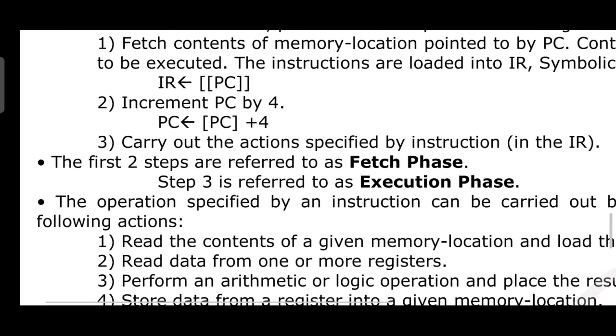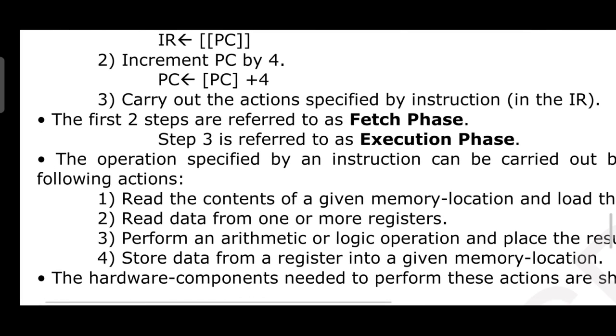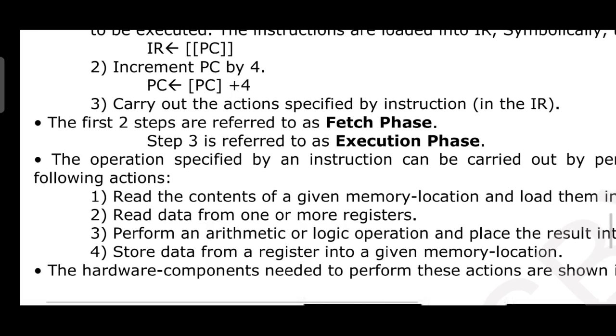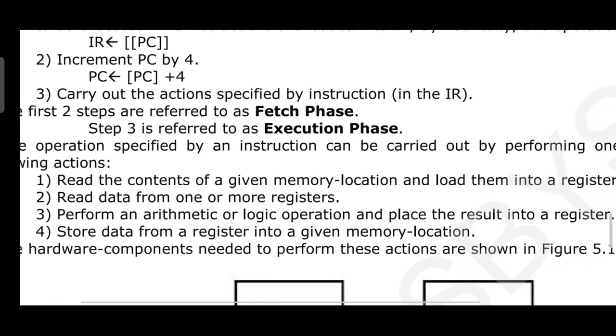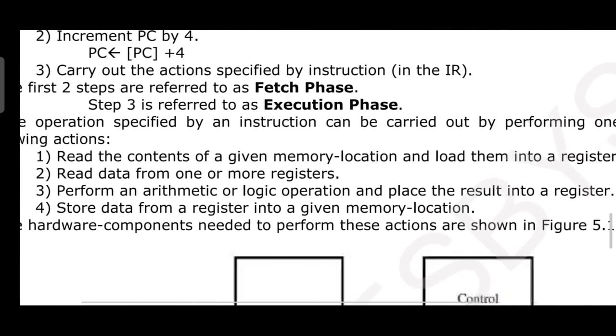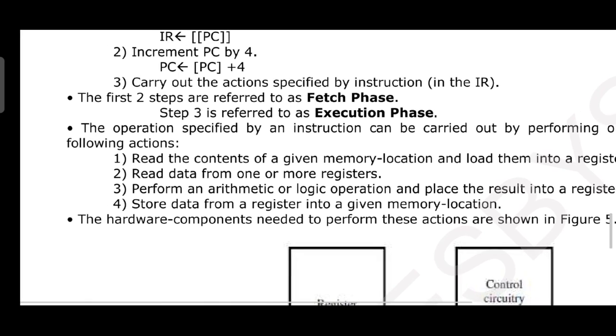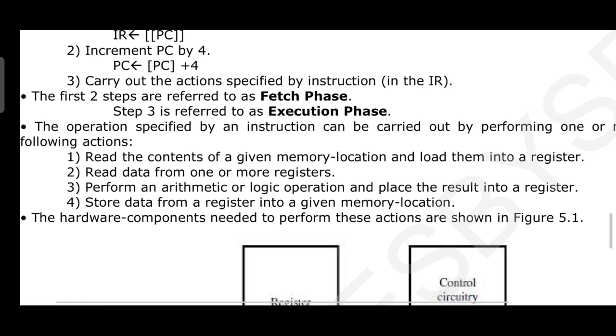Step 3 is called the execution phase. The operation specified by an instruction can be carried out by performing one or more of the following actions. What are those? Again, the general scenario: read the content from the memory location and load it into a register. That is step number 1. Read the data from one or more registers, obviously. Perform an arithmetic or logical operation, which depends on the type of the instruction used, and place the result into a register. Store the data from the register into a given memory location.